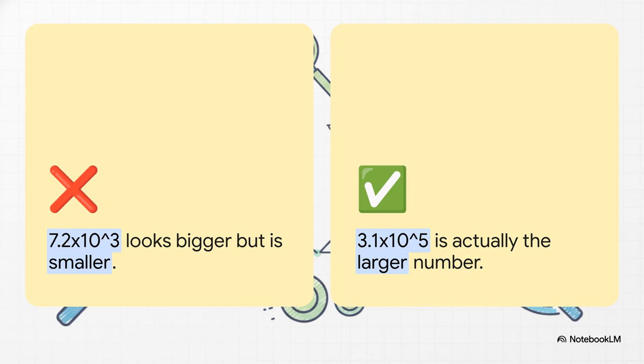I'm going to pause for a second. Which of these do you think is the bigger number? Your eye naturally wants to gravitate to that 7.2, doesn't it? Because 7 is a whole lot bigger than 3. But if you guessed 3.1 times 10 to the 5th, you are absolutely correct. The exponent is what tells the real story here. We'll get into exactly how that works in just a second, but this just proves the point. You simply cannot judge a number by its front-end appearance.